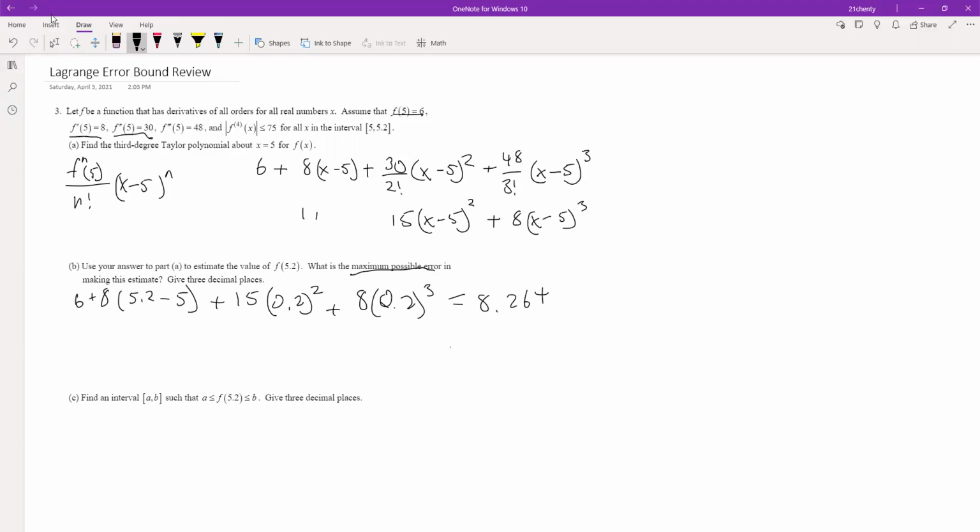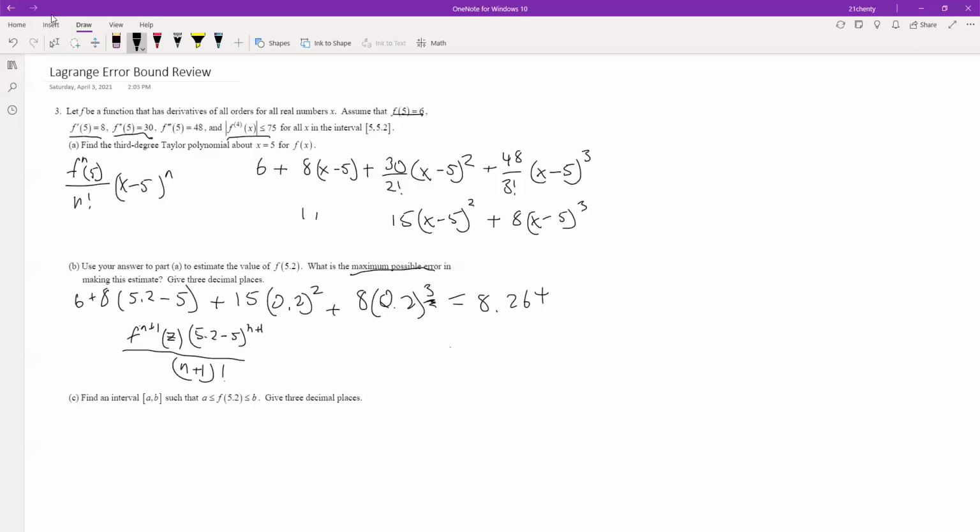So that would be the Lagrange error bound, which means we have to take the n plus 1th derivative at z, and then multiply that by x minus a, or 5.2 minus 5, to the n plus 1th power over n plus 1 factorial. Since n is 3, because we see this goes to the 3rd power, we'll just do the fourth derivative. So it gives us f of 4. Oh, this is not of 5, this is of z. I always forget that.